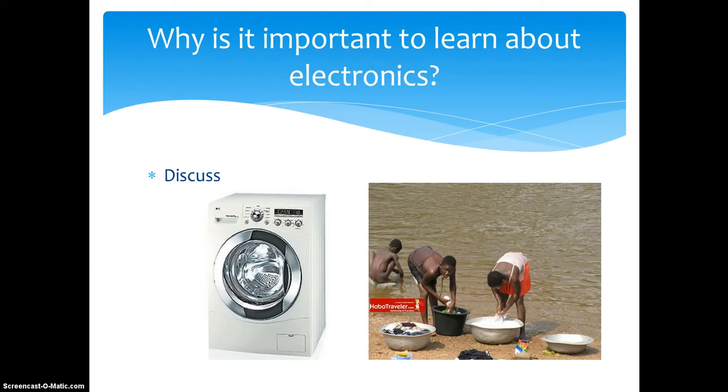Use the picture of a washing machine as well as the picture of people washing their clothes manually over here as a reference. Okay, discuss why it is important for people to learn about electronics and why electronics is important in our lives.